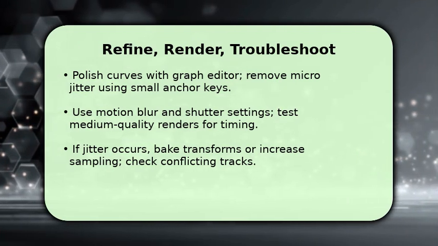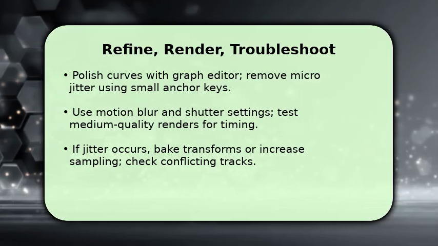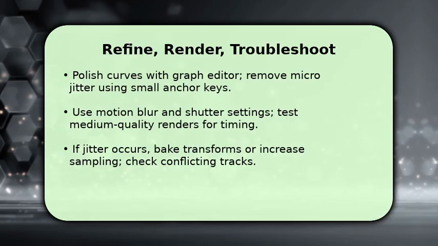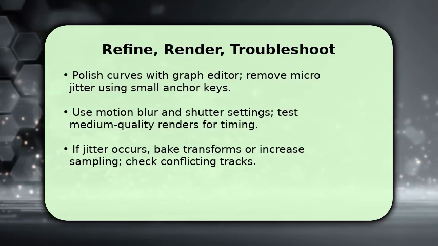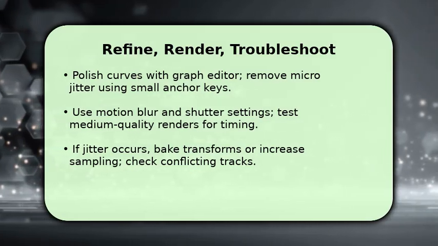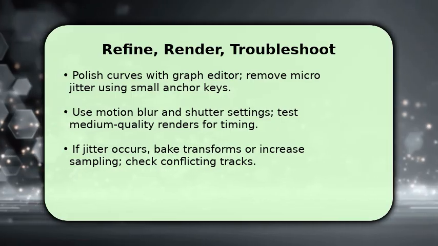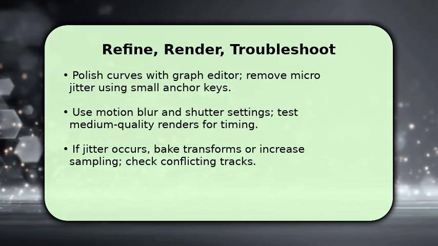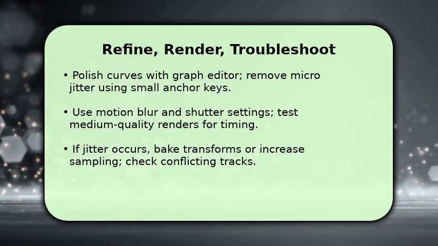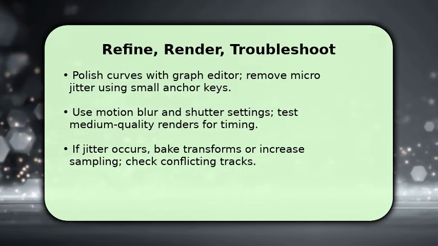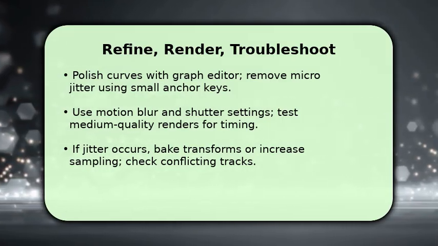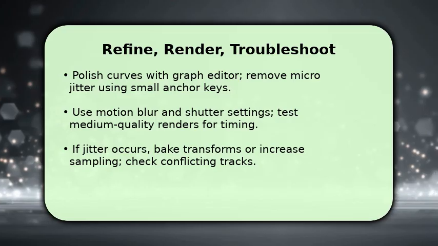Enable motion blur and set the shutter angle to match your intended look, then run medium quality test renders to verify timing and exposure. If you see jitter or popping, bake the camera transforms into a new clip or increase sampling. Also inspect other animated tracks for conflicts. Once satisfied, render final frames with your chosen codec and archive session files.